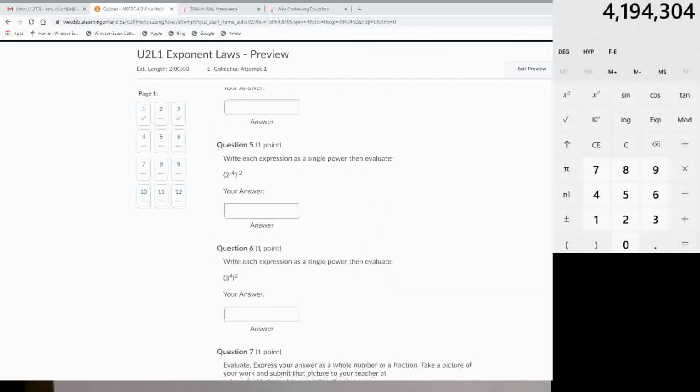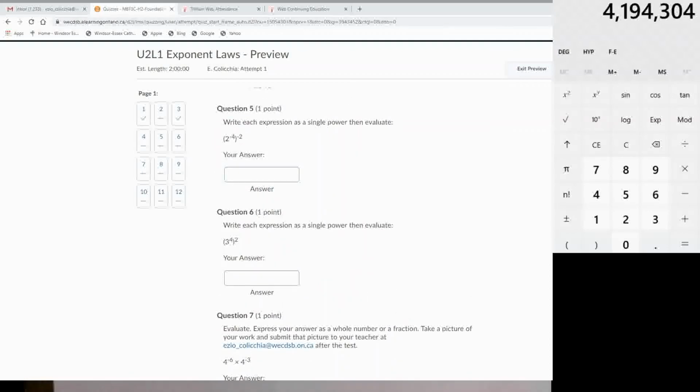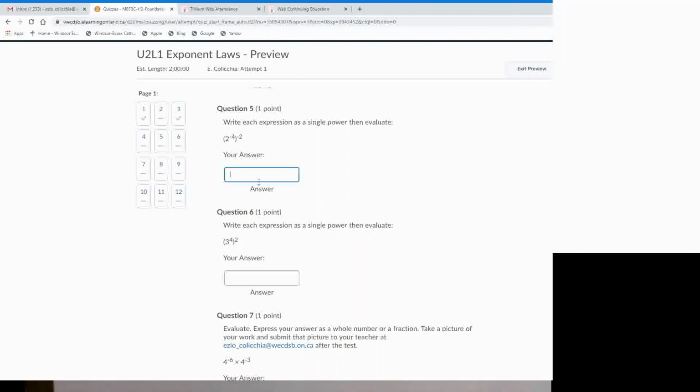And let's try another one here. 2 to the power of negative 4, all to the power of negative 2. So negative 4 times negative 2 is 8. So this is the same as 2 to the power of 8, which is 256.